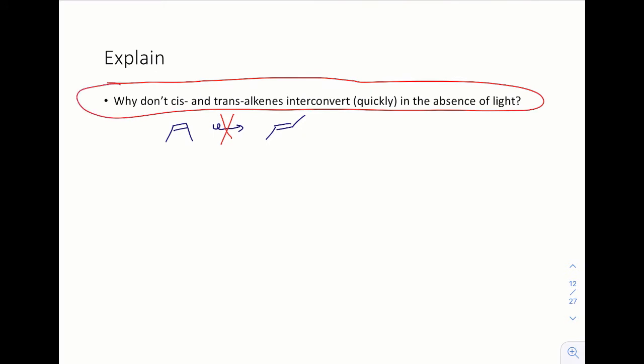How can we explain this with valence bond theory or molecular orbital theory at a level that is appropriate for organic chemistry too? Give it a try. Pause here and try to explain why cis and trans alkenes do not interconvert at room temperature. Show what's going on with the pi bond if in fact we were correct and the pi bond must be broken to interconvert these two molecules.